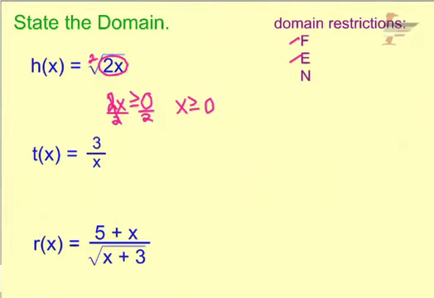We keep going through. Do we take a negative exponent of x? No. So here's our only restriction. The domain for this one is all real numbers, but x has to be greater than or equal to 0.